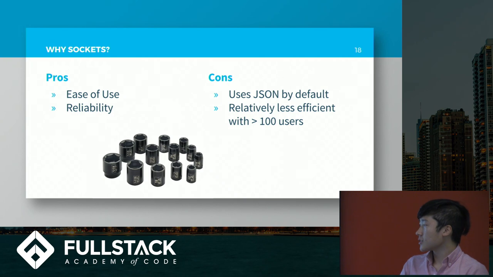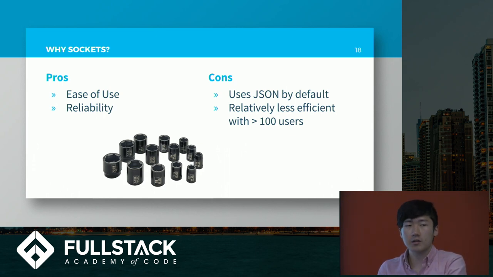So let's talk about sockets. The pros of sockets is obviously the ease of use and the reliability. There's a bunch of different implementations of WebSockets out there, but I have to say without a doubt, Socket.io is the easiest and most reliable socket package out there. But the con is that it uses JSON by default and that's relatively less efficient with greater than 100 users, which is a little bit more niche, but it's something to take into account.